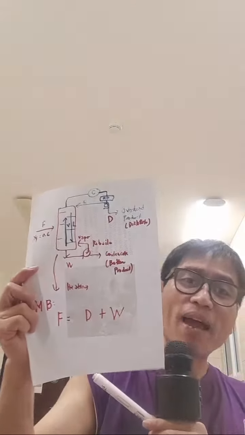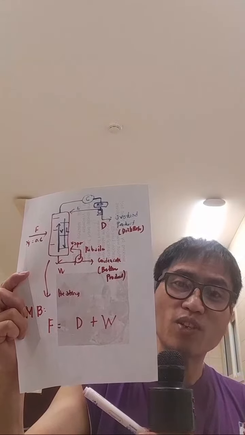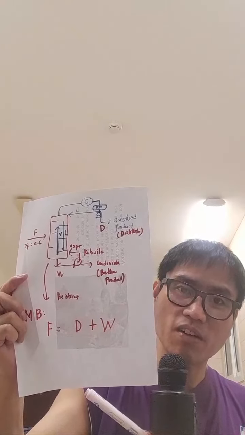Now, the overall material balance, OMB. Here, capital F equals D plus W. F is equal to D plus W. Don't tell me a grade 1 student cannot do this. It is like elementary level, sorry for that term.